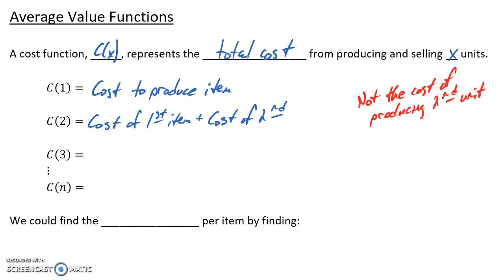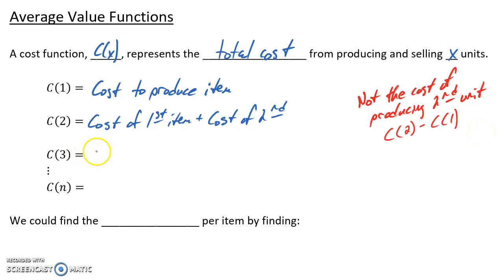So whenever we evaluate C of 2, we're always evaluating a cumulative cost, the cost for producing that second item plus all of the previous values. If we wanted to generate the cost of just the second item alone, we would need to take C of 2 minus C of 1, or the cost of whatever item we're interested in minus the cost of all of the preceding production.